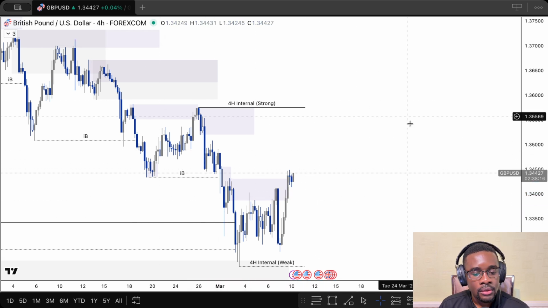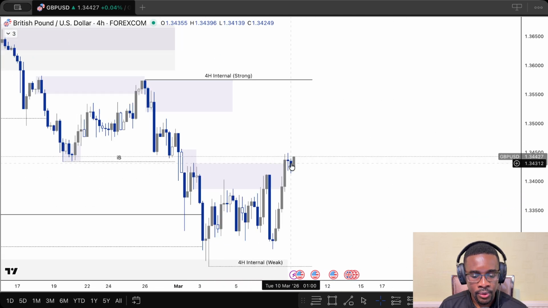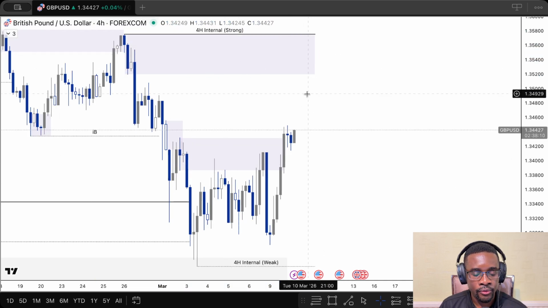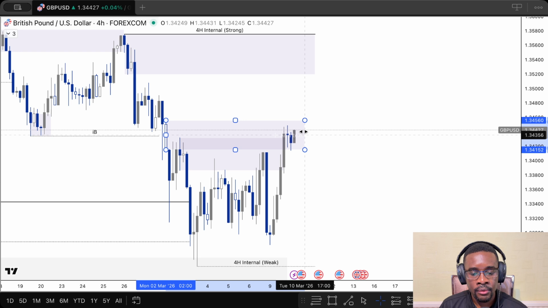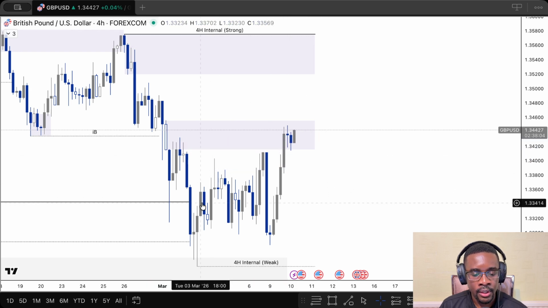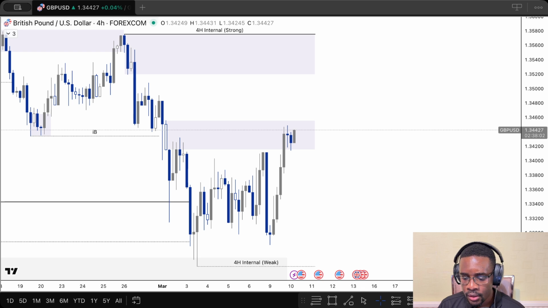So this is what we have. In the 4 hour, we do have this extreme area of supply, and right now this is what is holding. It is likely going to be eliminated as well. So let's see.